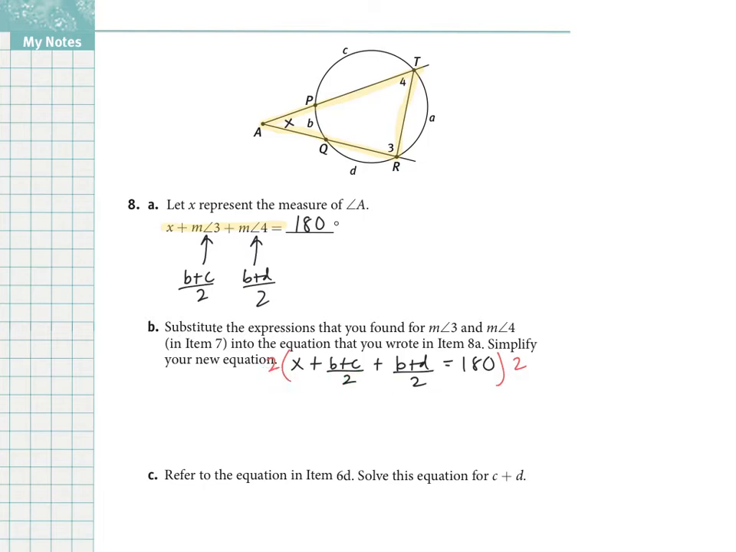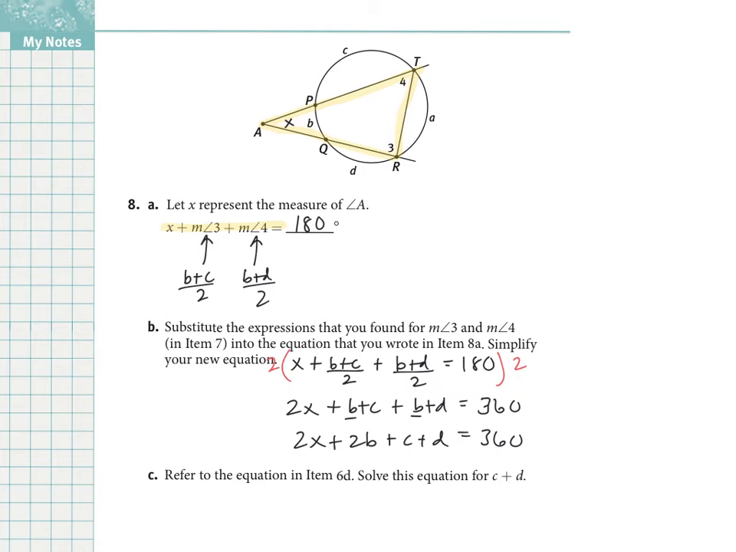When we distribute the 2 the first time, we'll get 2X. But when I distribute the 2 the second and third time, it actually cancels with our denominator. So what I'm left with is just B plus C plus D plus B. And then don't forget, over here we have to do 180 times 2, so that gives us 360 degrees. So look at this. Nice, not too bad. Now let's combine the B's together, so that way we'll get 2X plus 2B plus C plus D equals 360 degrees.